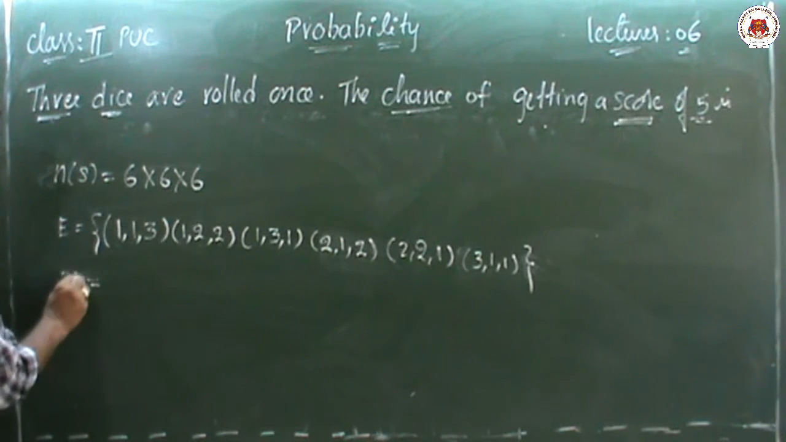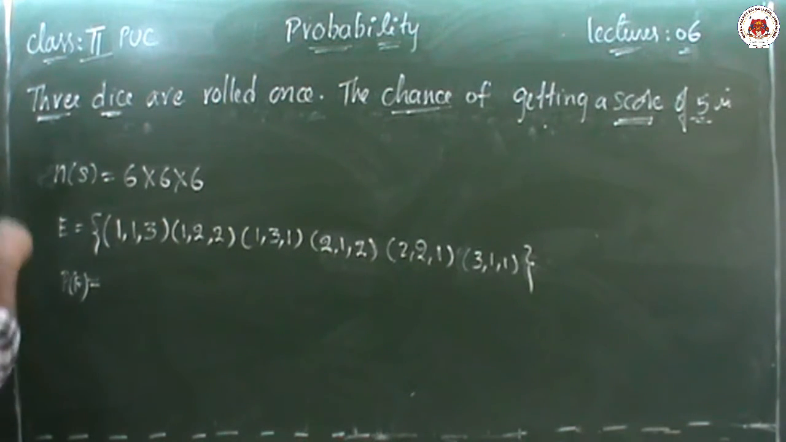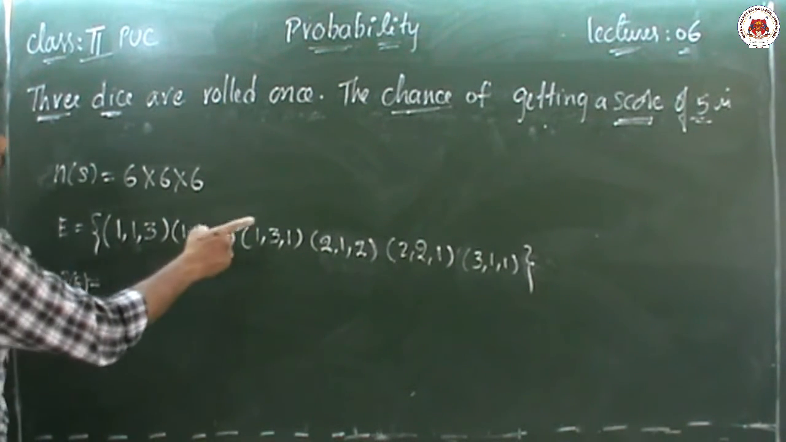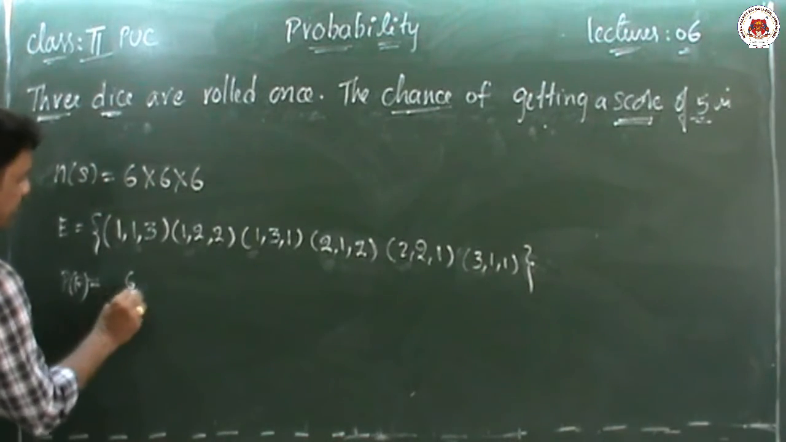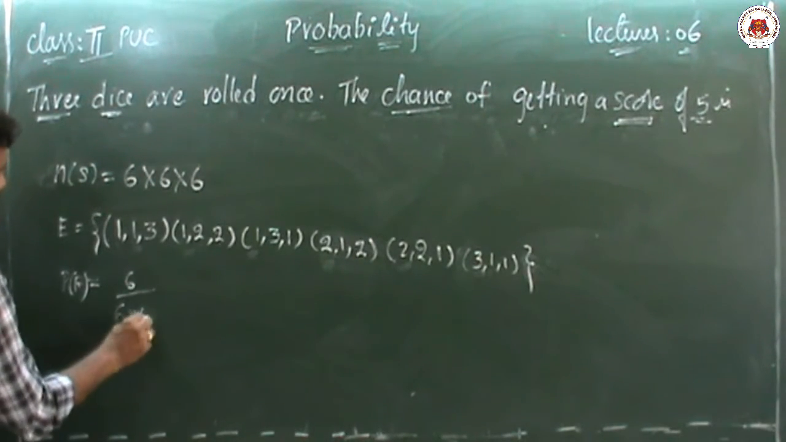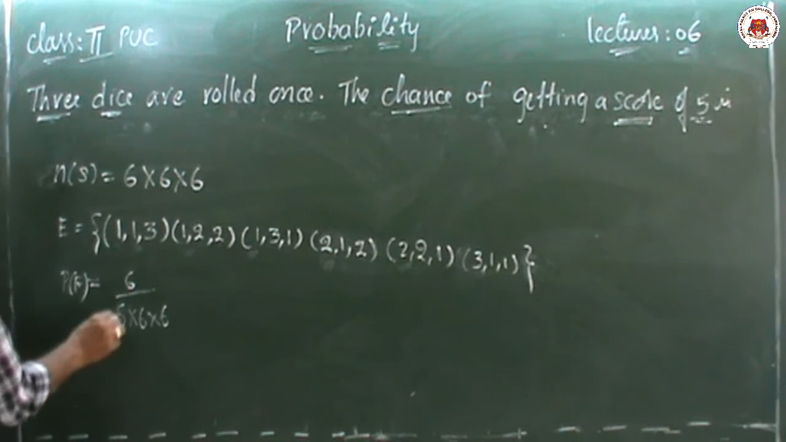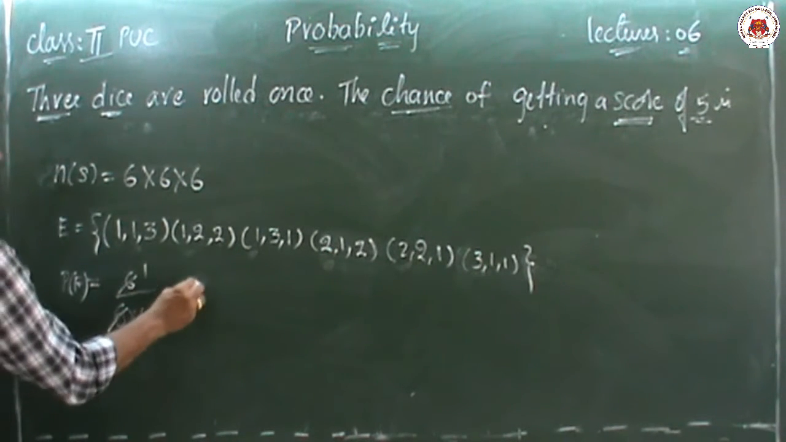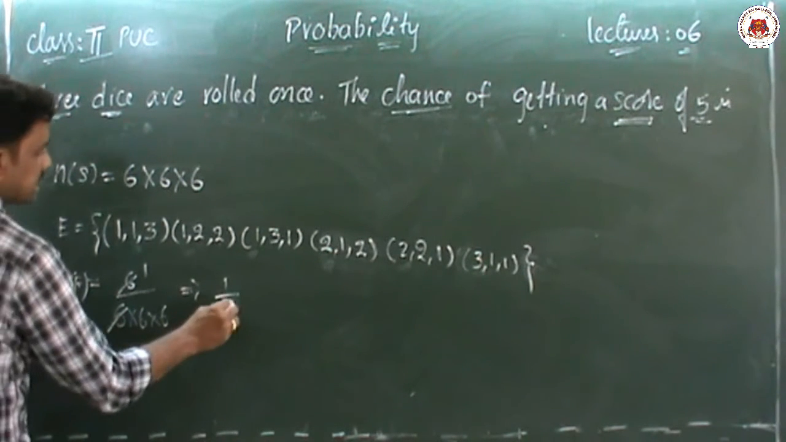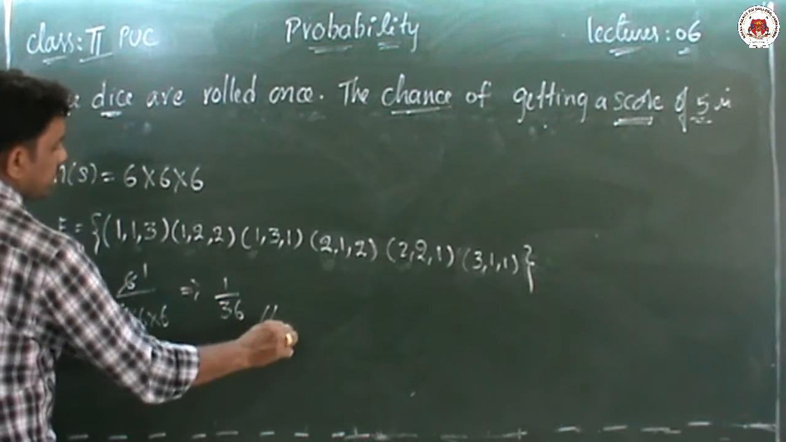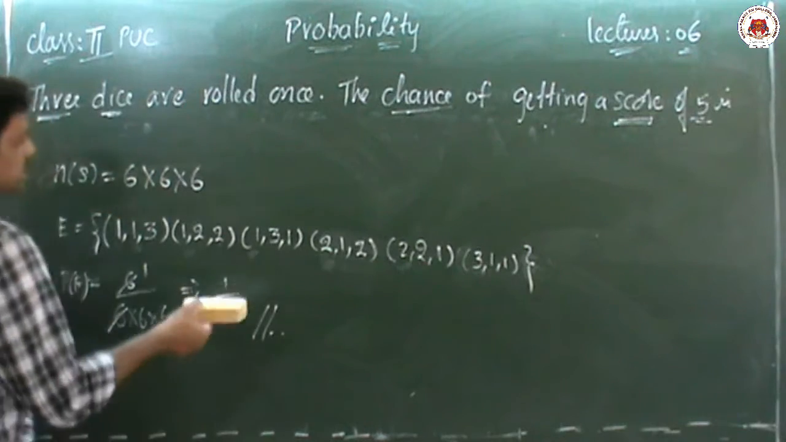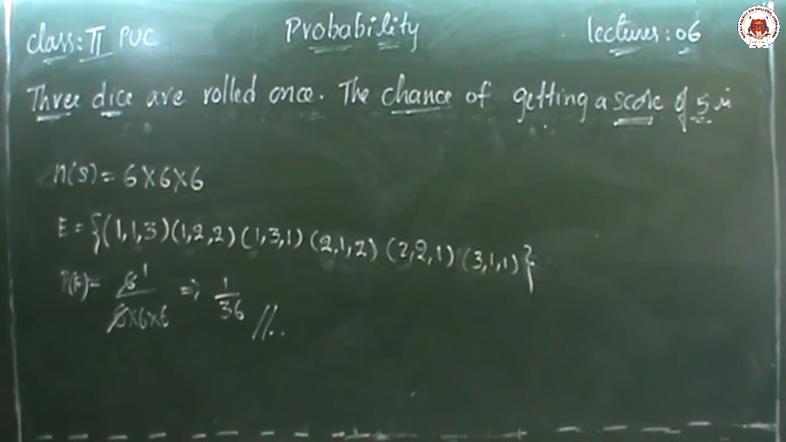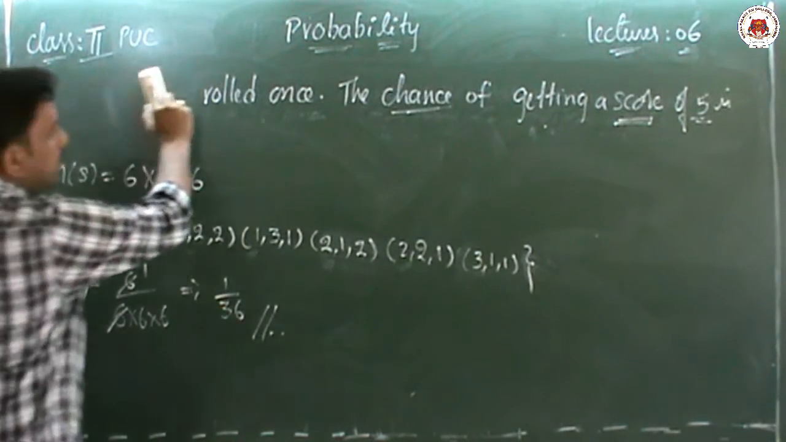That means P of E equals how much? 1 2 3 4 5 6. Total is 6 out of 6 into 6 into 6. Why not multiply? Very easy to cancel. So 1 by 6 6 are 36. So what is the answer? 1 by 36. This is the 2018 answer. Very easy sums. Now we will go to another model of these sums.